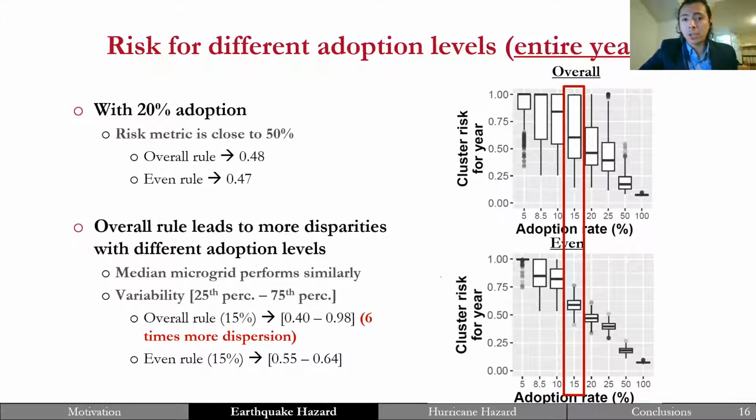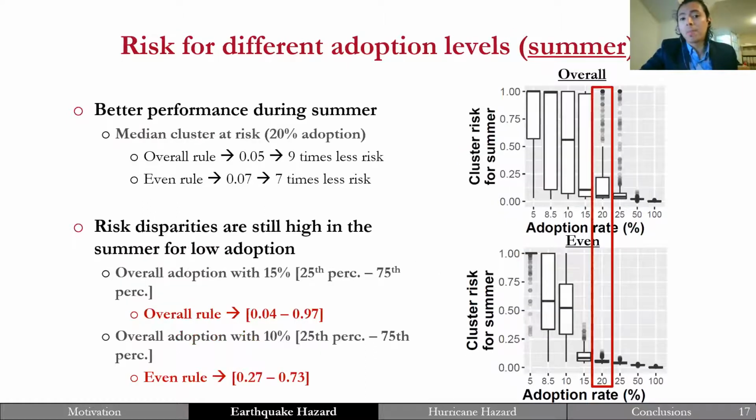And this is the analysis for the entire year, and this is the analysis for the summer. And in the summer, you can see that things are better. The risk metric decreases much more. For a 20% adoption, you have close to zero risk of the median cluster for the summer. However, the disparities that we saw under these rules still hold in terms of equitable resiliency. As you can see, there are still larger boxes for the overall rule than for the even rule.